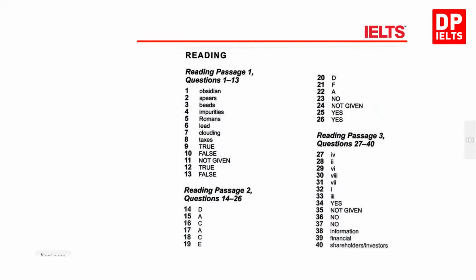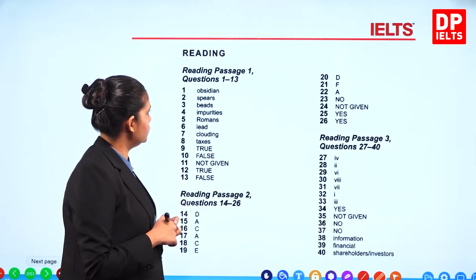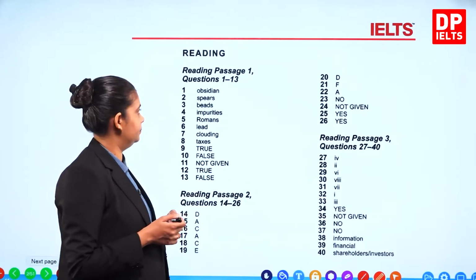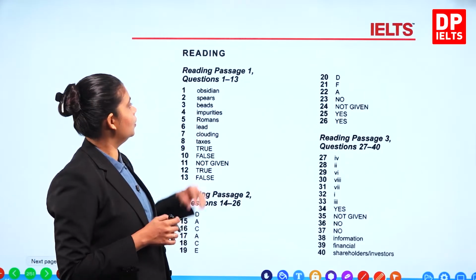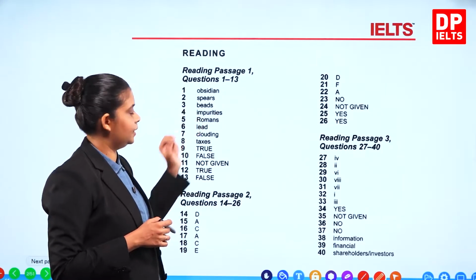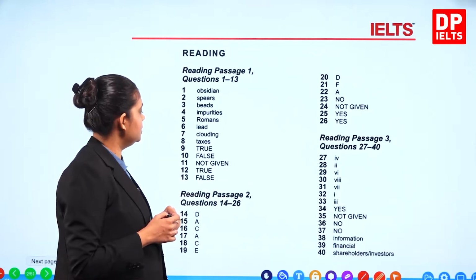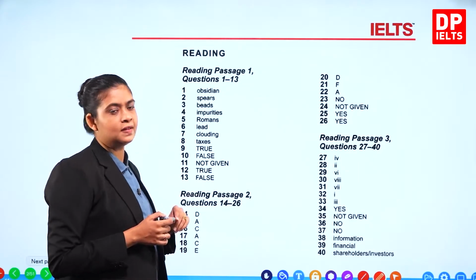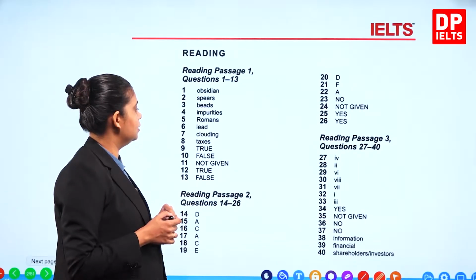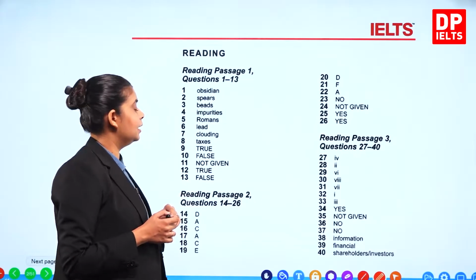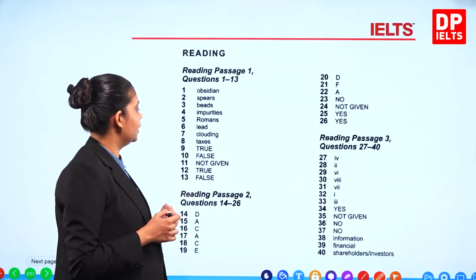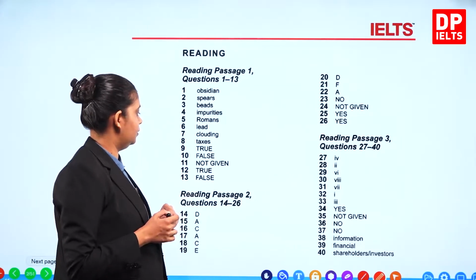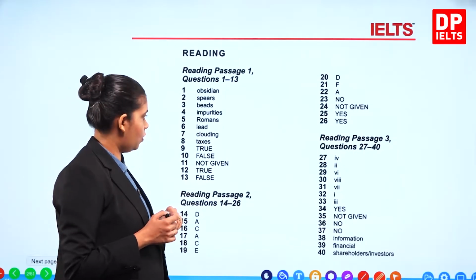So here you have the answers for all 40 questions. Reading passage 1, questions 1 to 13. Obsidian, spears, beads, impurities, Romans, lead, clouding, taxes, true, false, not given, true, false.